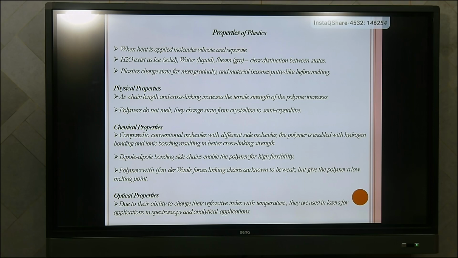And obviously, the melting point of such rubbers will be very, very high. And the attraction forces between one monomer and the other monomer depend upon its chemical structure. Going to the optical properties, as the polymers have their refractive index with respect to temperature, they can be used in lasers and in many spectroscopic applications.